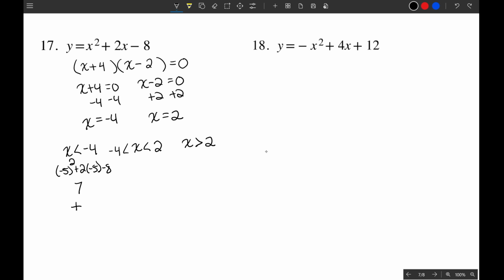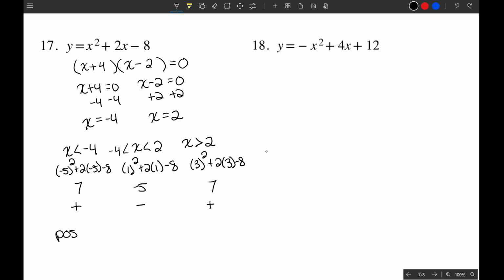A number between -4 and 2, I'm just going to go with 1. So 1 squared plus 2 times 1 minus 8, that gives me -5. So I have y values that are negative when my x values are between -4 and 2. And then I need a number bigger than 2, so let's just go with 3. 3 squared plus 2 times 3 minus 8 gives me 7. So again, positive y values when x is greater than 2.